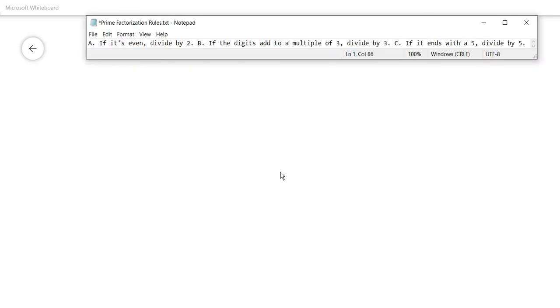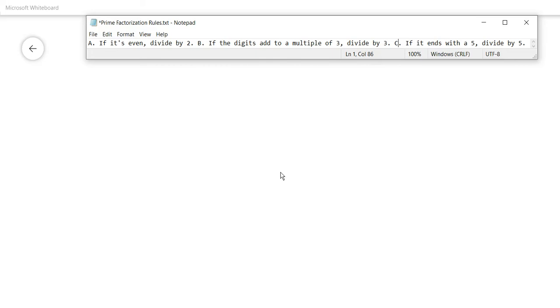Okay. Here we go. A, if it's even, divide by 2. B, if the digits add up to a multiple of 3, divide by 3. And C, if it ends with a 5, divide by 5. Okay, well, the first rule is pretty straightforward. All even numbers can be divided by 2. No odd numbers can be divided by 2. Okay, and the rule C, if it ends with a 5, divide by 5. That's pretty straightforward too. If the last digit is a 5, then you can divide by 5.